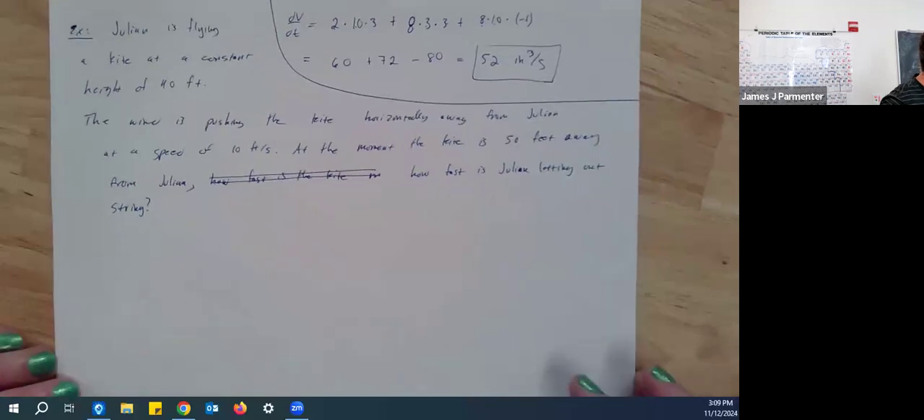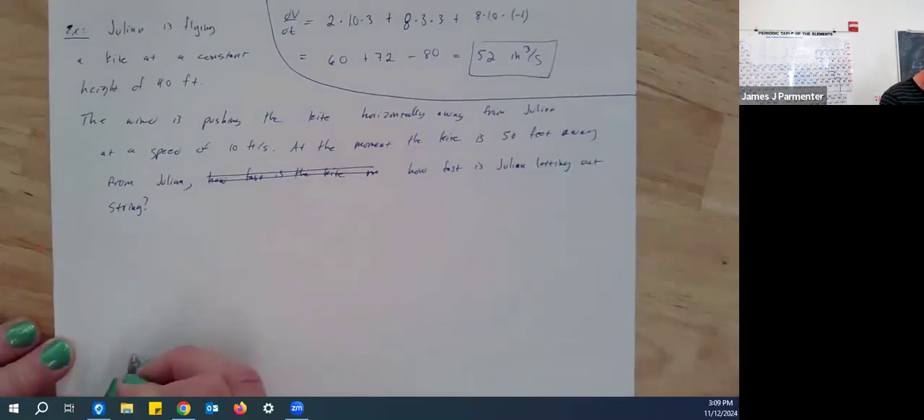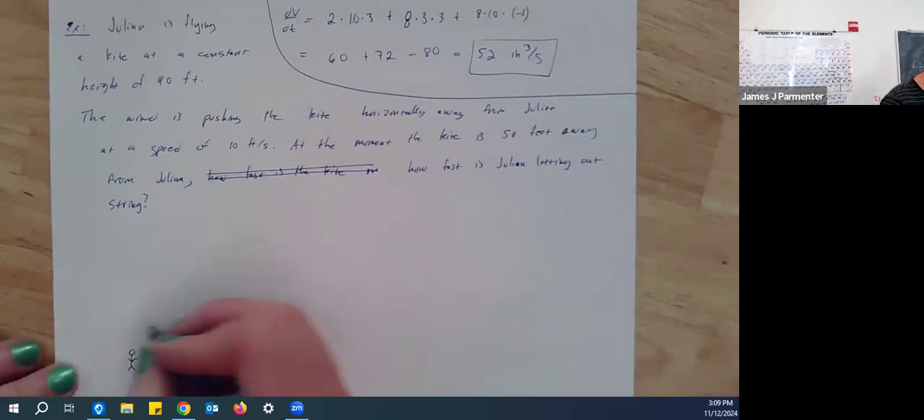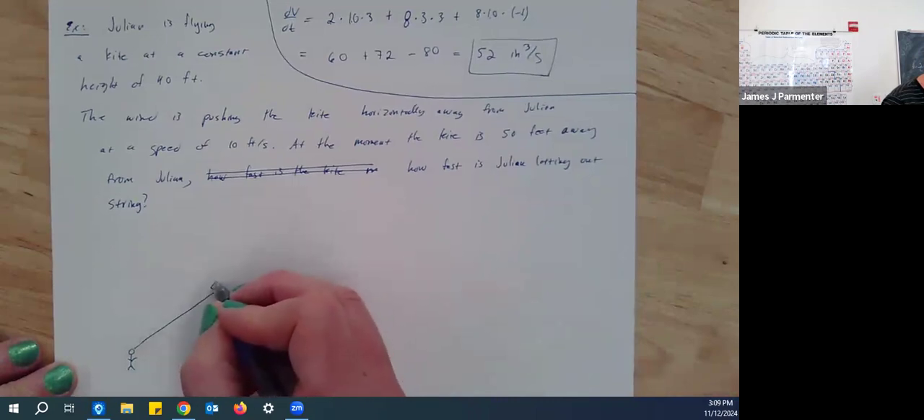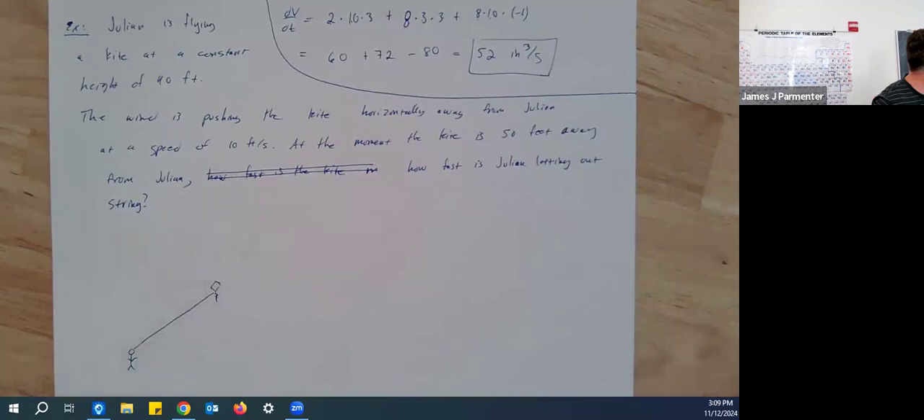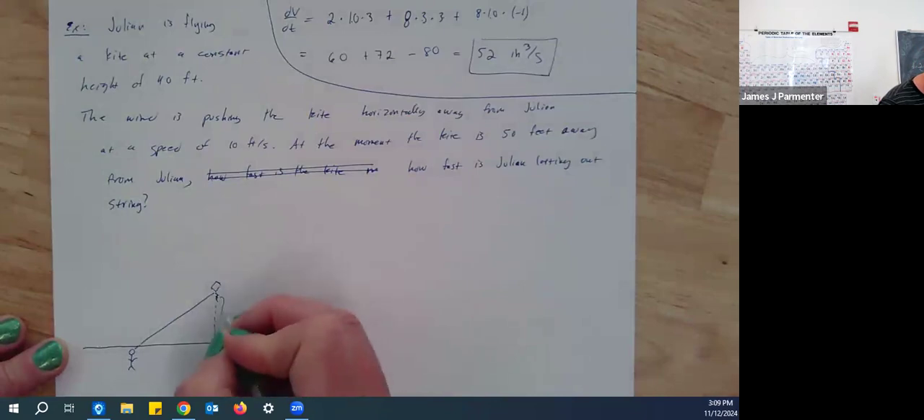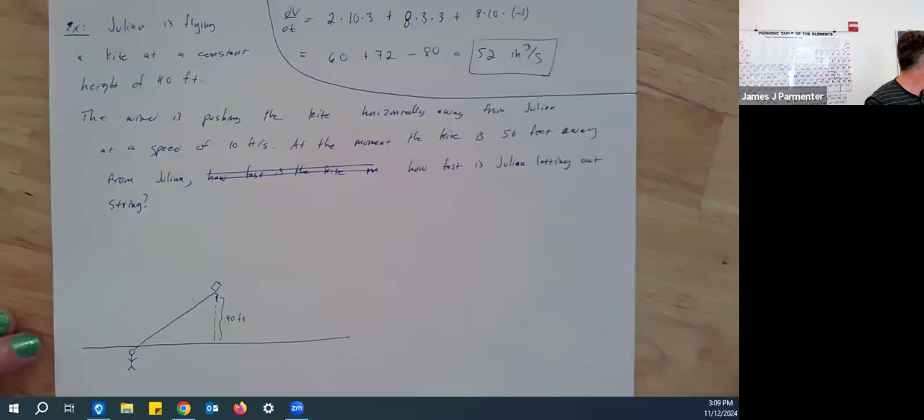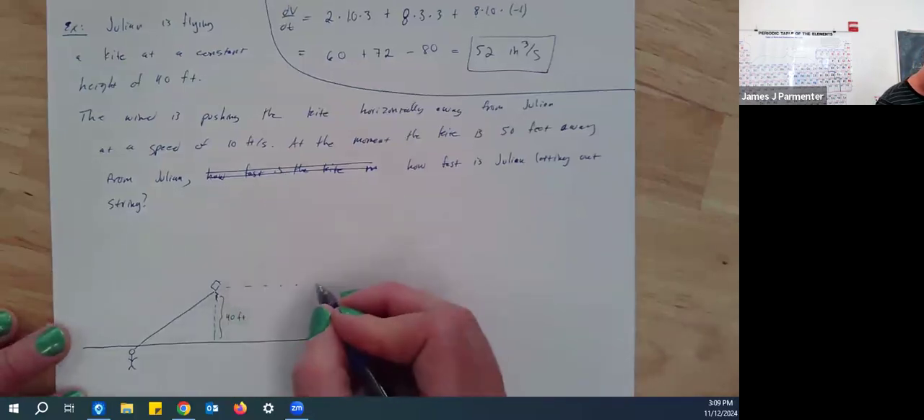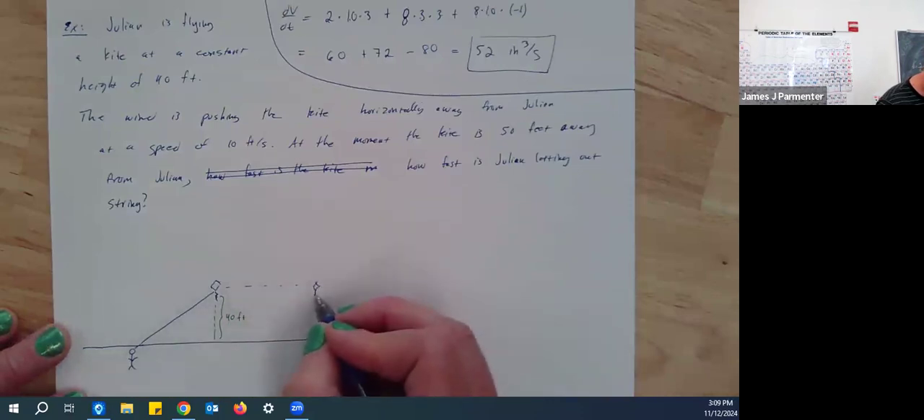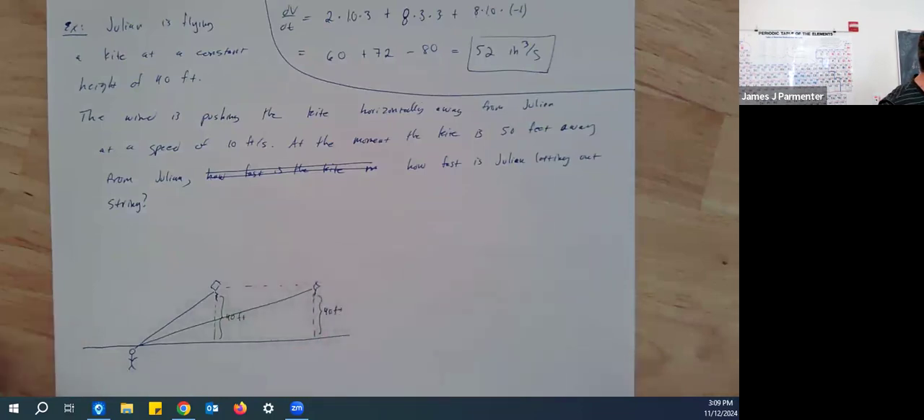So many words. Let's draw a picture. Here's Julian. And here's the kite he's flying. And the kite is always staying at this height above the ground. If we're thinking of this being the ground, then this height here is always 40 feet. No matter if the kite's here or later on when it gets pushed away, like over here, that will still be at a height of 40 feet. So you can see from the picture that as time goes on, he's going to have to let out more string, right? Because the distance to the kite is getting longer and longer.